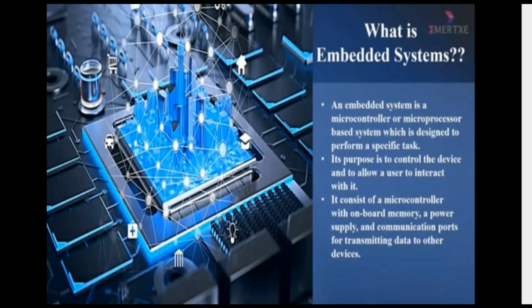Now we are moving to what an embedded system is. An embedded system is a combination of software as well as hardware. It is a microcontroller or microprocessor based system which is designed to perform a specific task. Its purpose is to control the device and allow a user to interact with it. It consists of a microcontroller with onboard memory, a power supply, and communication ports for transmitting data to other devices.